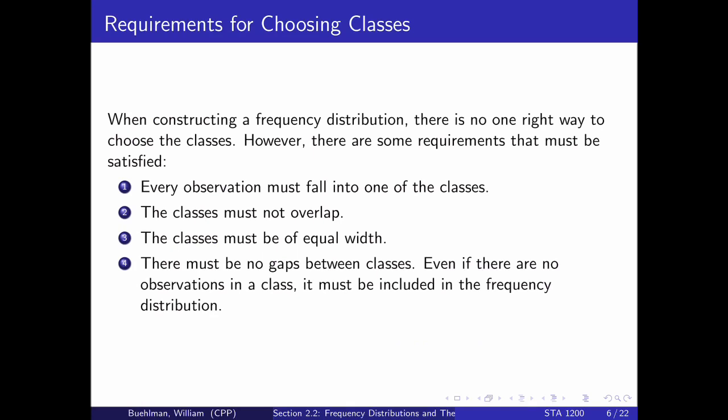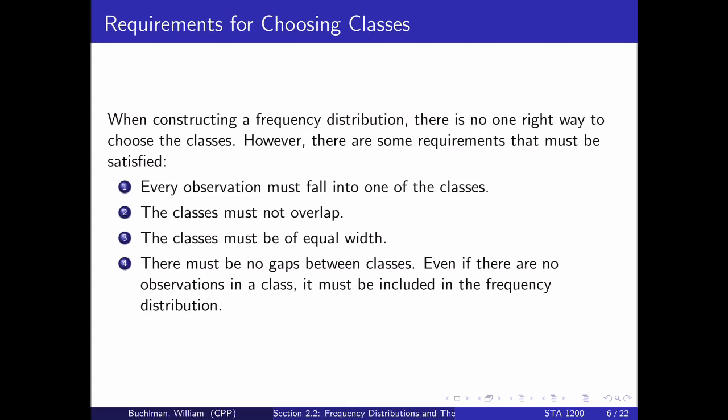So we have some requirements for choosing classes. When constructing a frequency distribution, there's no right way to choose the classes. However, there are some best practices. So here are the requirements that must be satisfied. Every observation needs to go somewhere, so every observation needs to be in a class. The classes cannot overlap. So that's why you noticed before we didn't have 1 to 2, 2 to 3. We had 1 to 1.99, 2 to 2.99. So there can be no value that can be in more than one class.